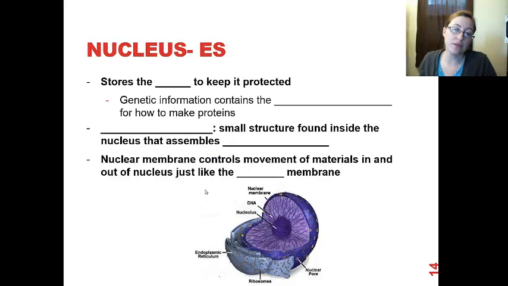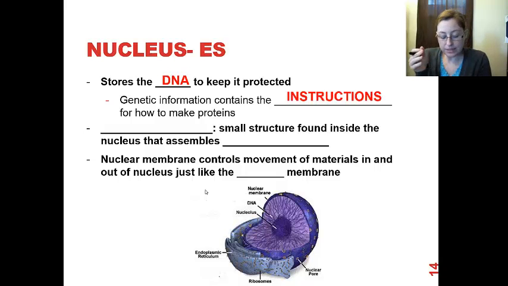So, first part of the endomembrane system is the nucleus, only found in eukaryotic organisms. Stores the DNA, and that helps to keep it protected. Your DNA is like your one copy of that very important instruction manual, and that contains the information or the instructions for how we're going to make proteins. So we keep it inside a nucleus so it's safe from any other sort of harmful things that might be floating around in the cell.